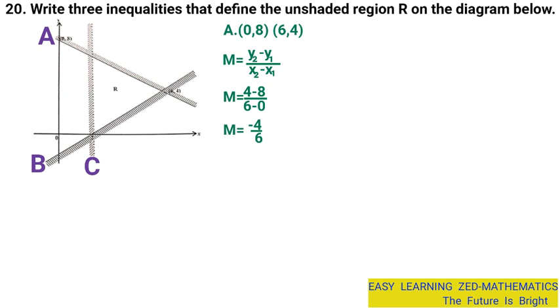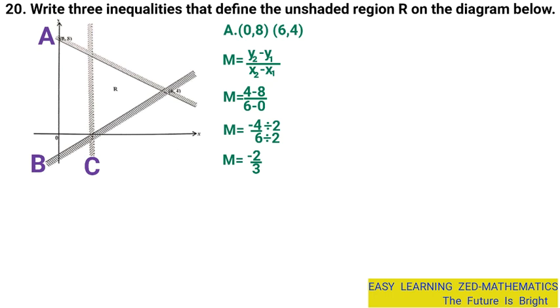Okay, then I'm going to look for numbers that can go into negative 4 and 6, but before that I'm going to write m is equal to, then I'm going to look for a number that can go into 6 and negative 4, and that number is 2. So I'm going to divide 6 by 2 and negative 4 by 2. So when we divide negative 4 by 2 will give us negative 2 over 6 divided by 2 will give us 3. Okay, and that is now the gradient of that line is negative 2 over 3.